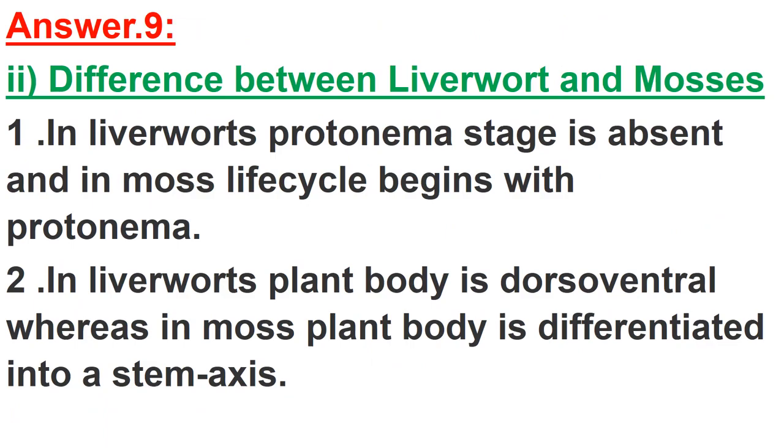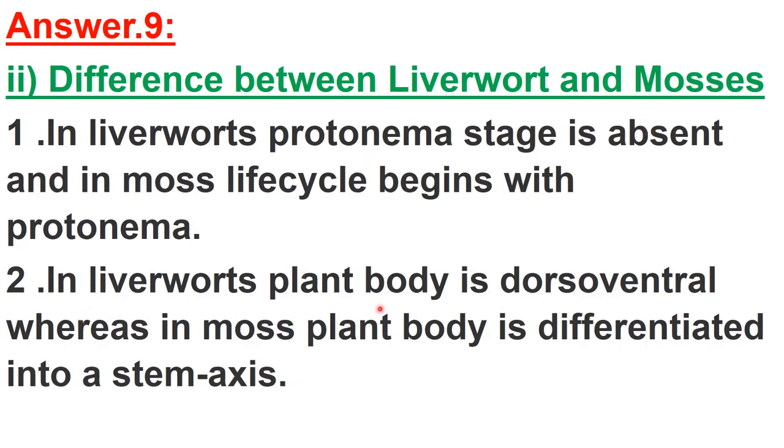Answer of NCERT question number 9, second part. The question was: differentiate liverworts and mosses. Both are types of bryophytes. What is the difference? In liverworts, the protonema stage is absent, the protonema stage that we did today in the answer to the first question. In mosses, the life cycle begins with the protonema. So in mosses it is present, but in liverworts it is absent. This is the first difference between liverworts and mosses.